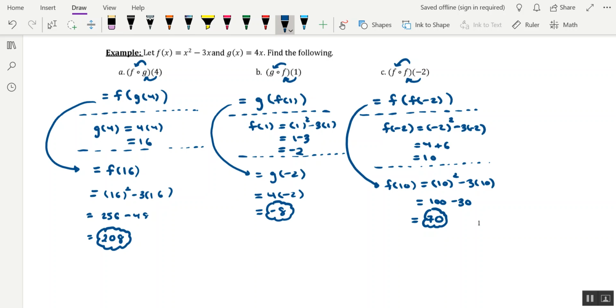And that's how we evaluate composition functions with specific values of x. And that's where this video is going to end.